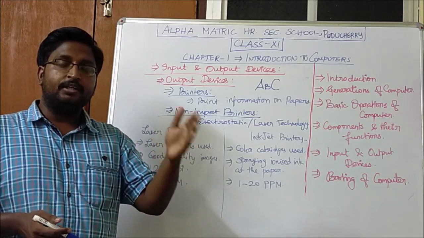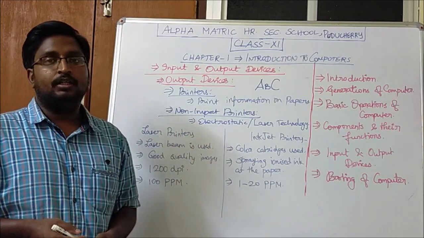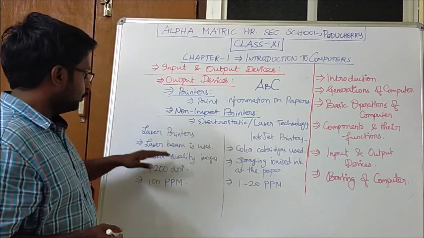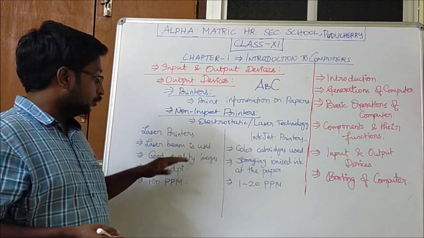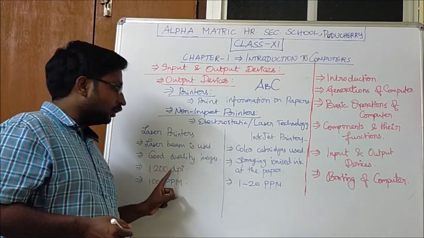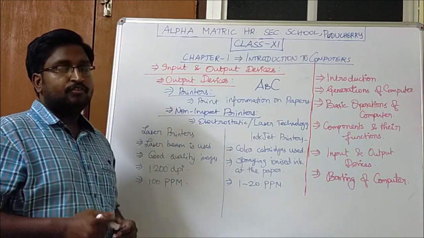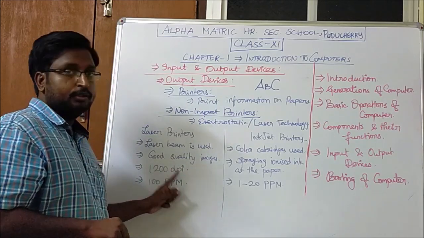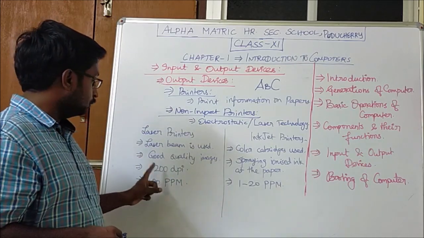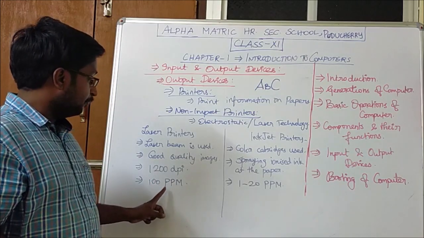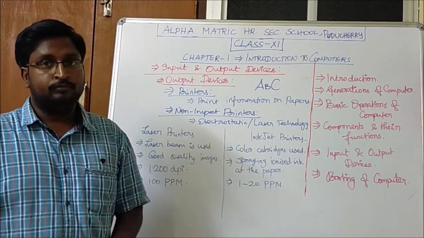Based on that, by detecting the text, it prints the characters on the page, and it produces a good quality image. The good quality can be identified with the help of DPI, the dots per inch. In a single inch, it is able to produce 1200 dots. That is the meaning of 1200 DPI. And it can print 100 pages per minute.